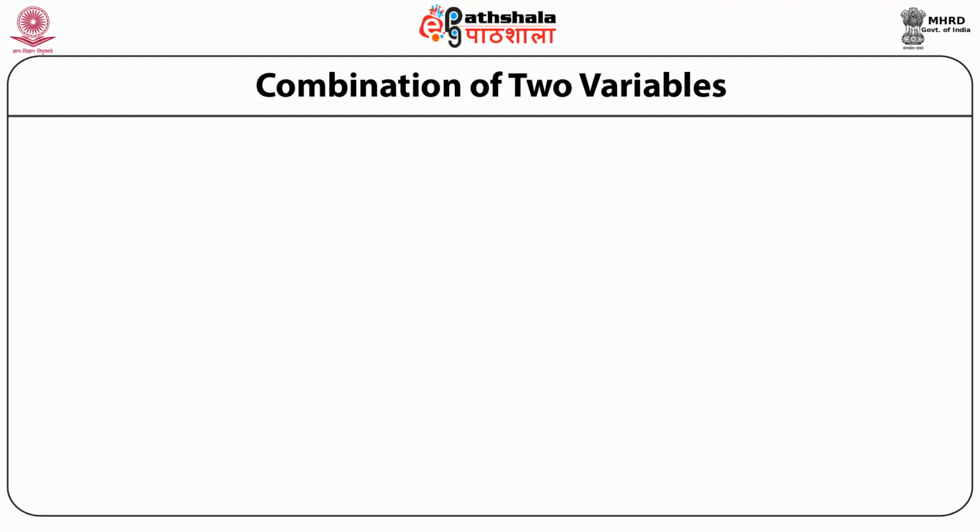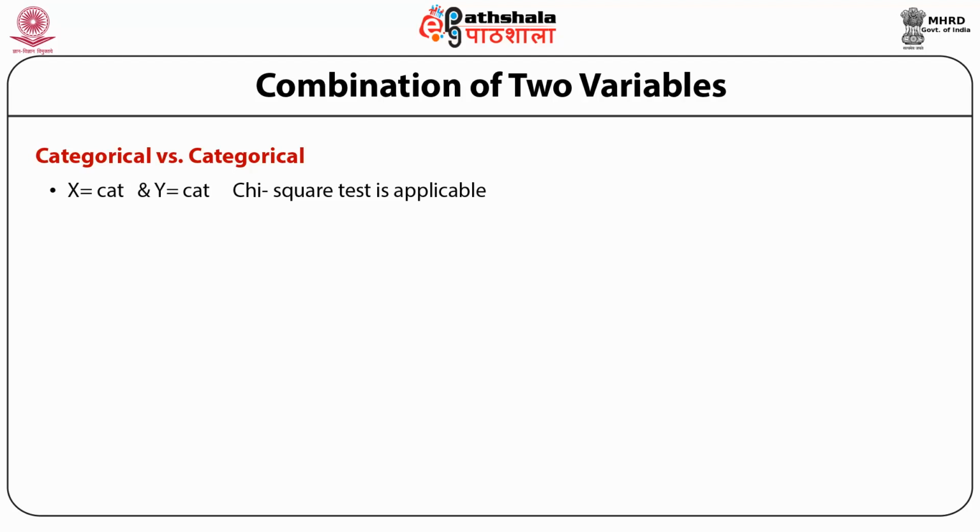As I explained, if two variables are taken together, then the situation is different. First of all, if it is categorical versus categorical in nature, and say x is one variable, y is another variable, both are categorical, then chi-square test or Fisher exact test has to be applied depending on the sample size. If the expected value of any cell is less than 5, then we apply the Fisher exact test.